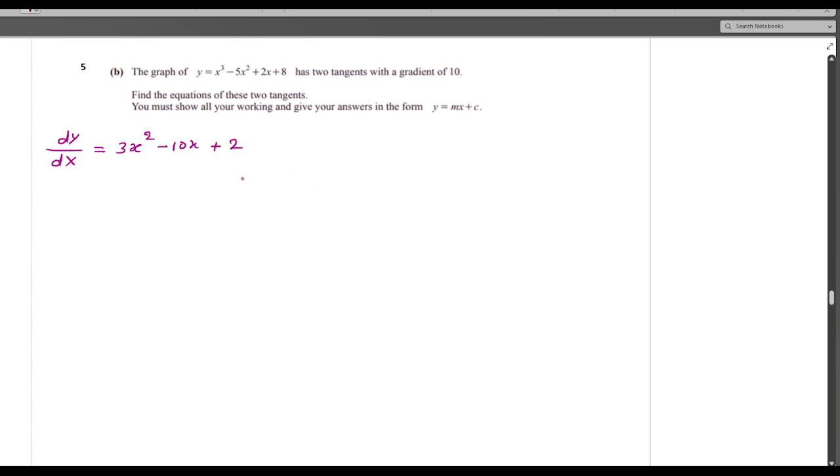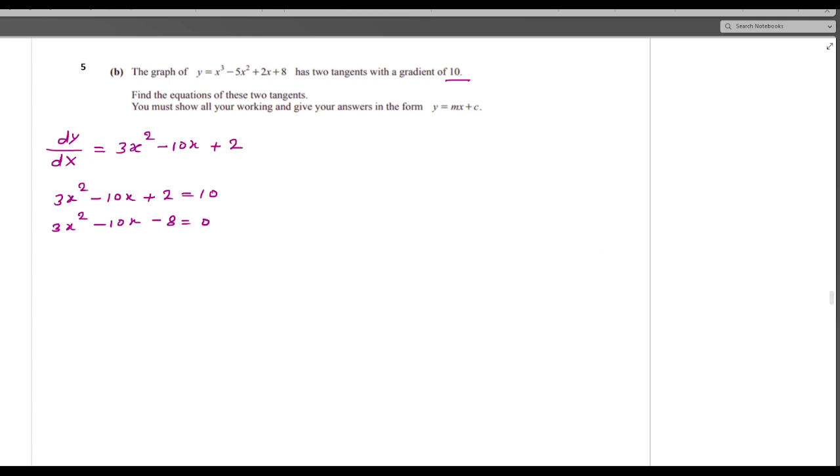Now this is your gradient function. Gradient is already given as 10. So what we do, we equate this 3x square minus 10x plus 2 with 10. Bring everything on the left side. I have a quadratic equation, 3x square minus 10x minus 8 is equal to 0.